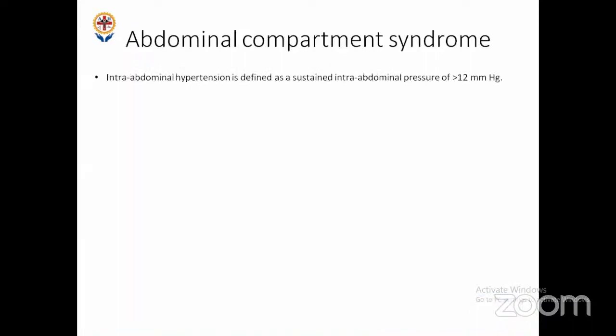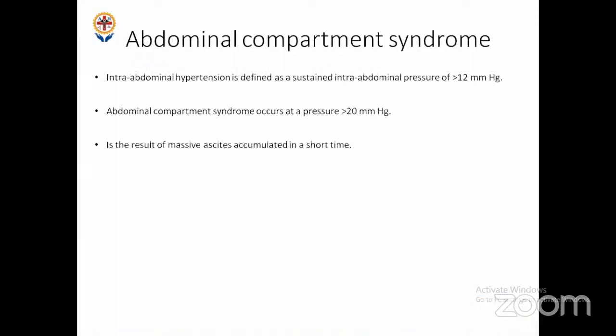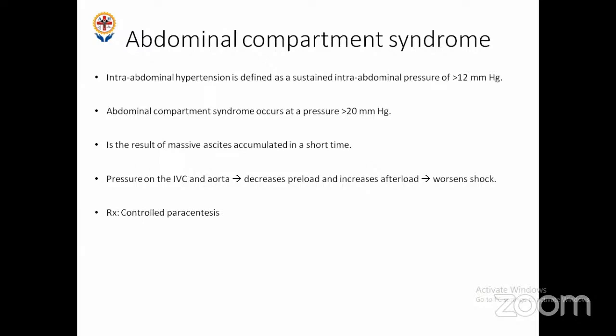So coming to abdominal compartment syndrome, we can read it. Abdominal compartment pressure of more than 20 is abdominal compartment syndrome. Because of massive ascites in a short time, they can easily land up in abdominal compartment syndrome. If you feel a tense abdomen, your fingers are not indenting well, try to tap the abdomen. Otherwise they can worsen the shock, it will not improve.